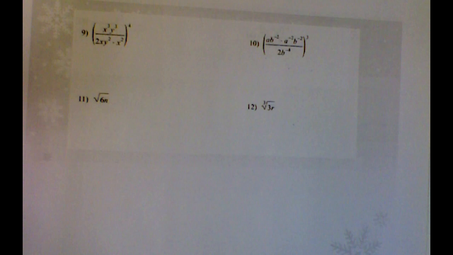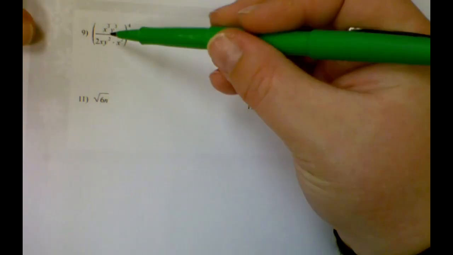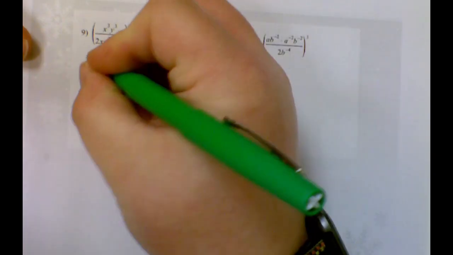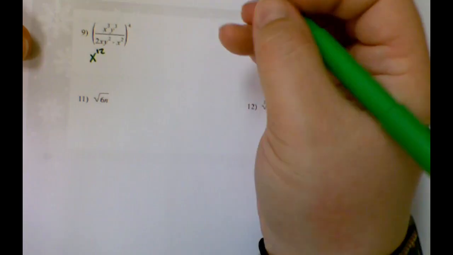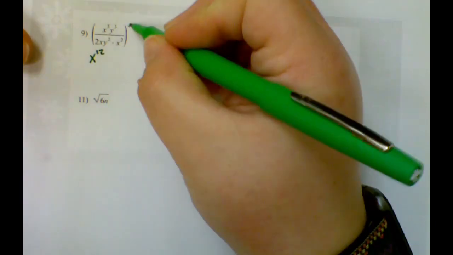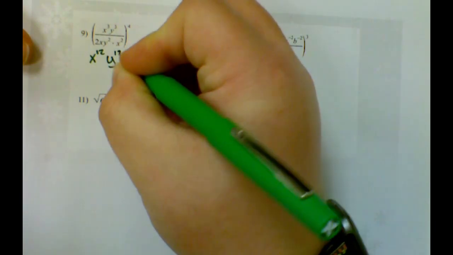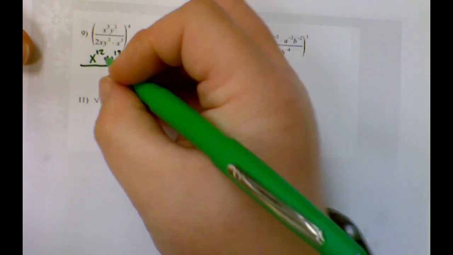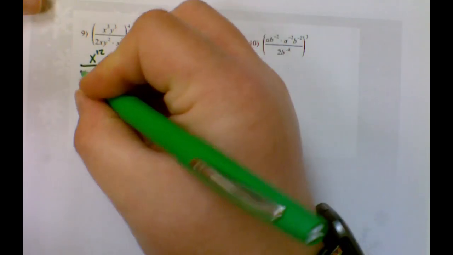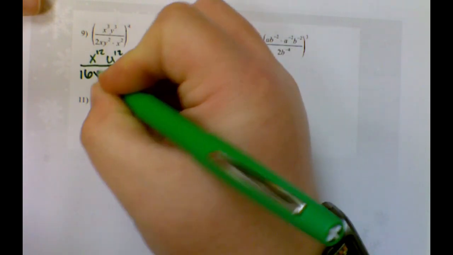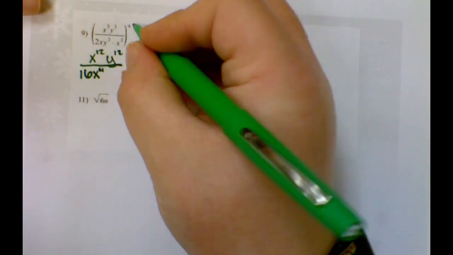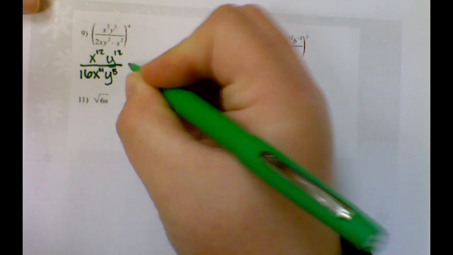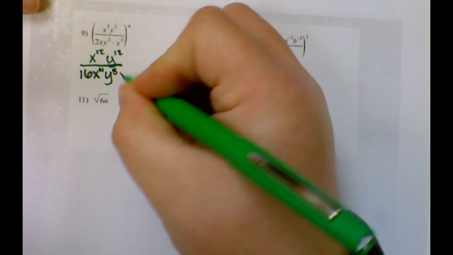All right, for number 9 here, I would personally start by distributing that 4th power. I could start by simplifying the inside. I'm just going to distribute the 4th power to everything. So x cubed to the 4th power becomes x to the 12th power, because power to a power I multiply. Y cubed to the 4th power becomes y to the 12th power. 2 to the 4th power becomes 16. X to the 4th power, boom. Y squared to the 4th power becomes y to the 8th power. And x squared to the 4th power becomes x to the 8th power.